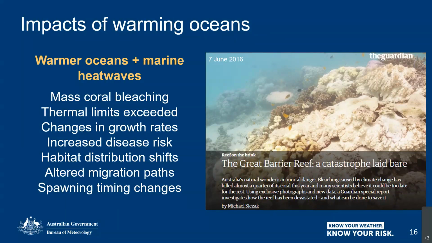Now, while this all sounds like it's happening in the future, a lot of this is actually happening now. This is an example from the Great Barrier Reef bleached in 2016, and this is just a newspaper article showing that we're seeing the impacts of warming oceans right now.